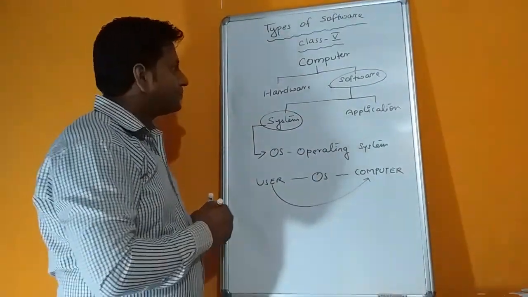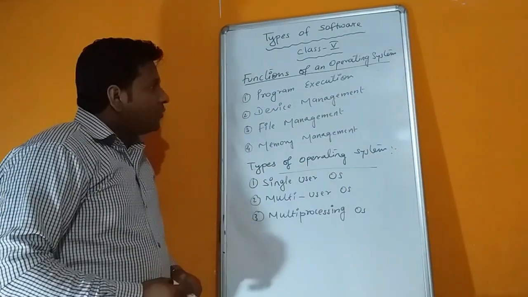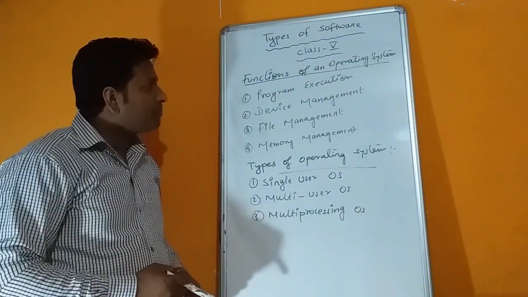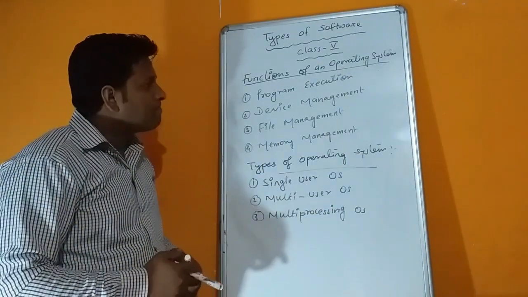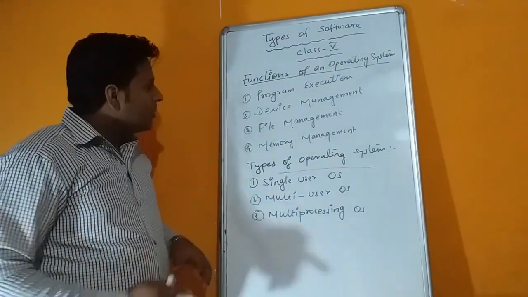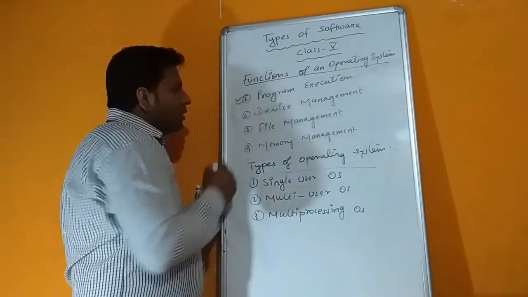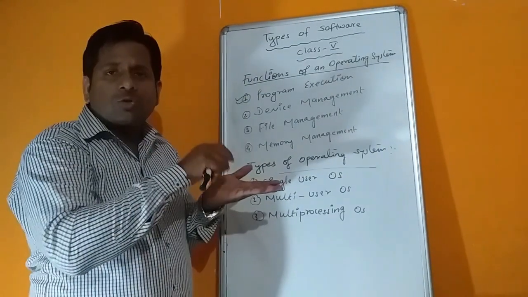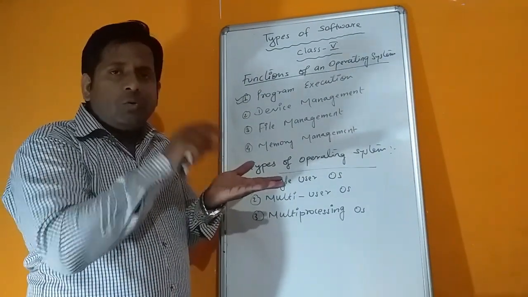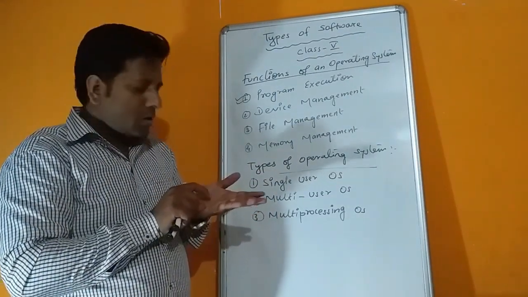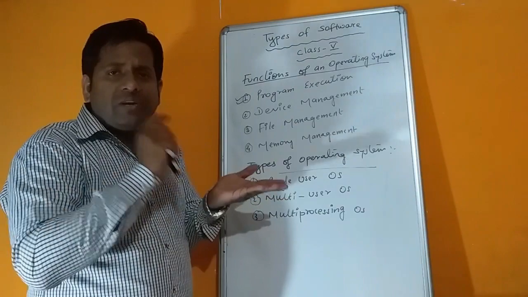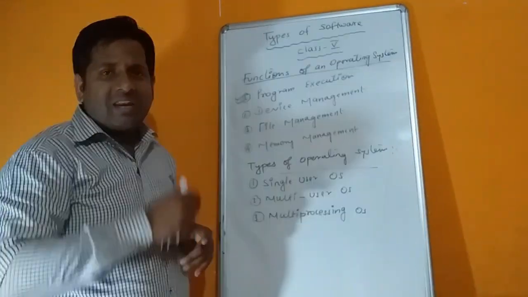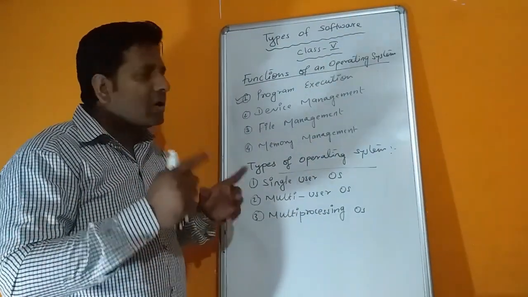So see the next. Functions of an operating system. What are the functions? On what basis and for what purpose are operating systems used? Number one, program execution. Even if you play games, you need a platform where you can install the games. When you want to watch a movie, you need a platform where you can watch movies. Any application to run on computer, we need a platform, and that platform is given by operating system. So that's why program execution. Any program to execute, to run, we need an operating system.